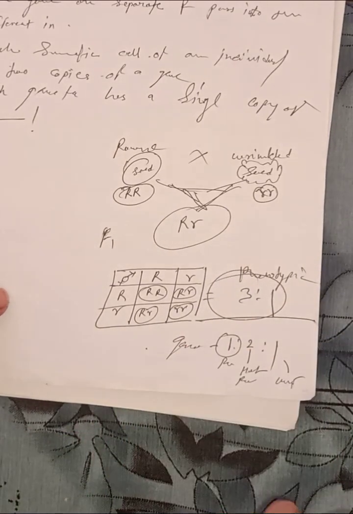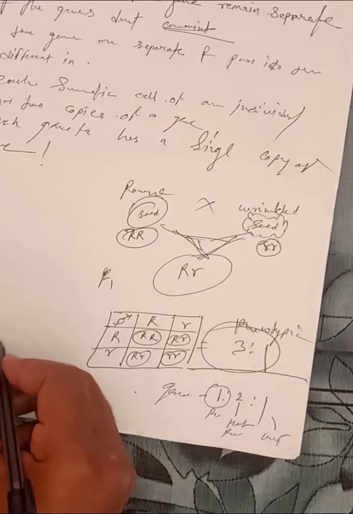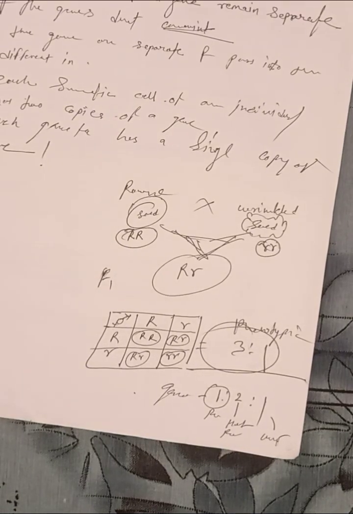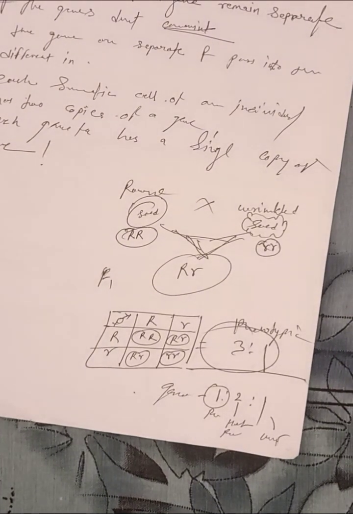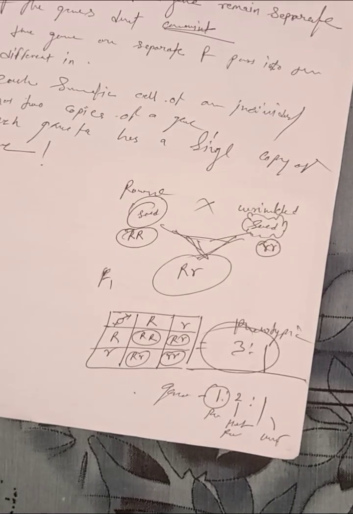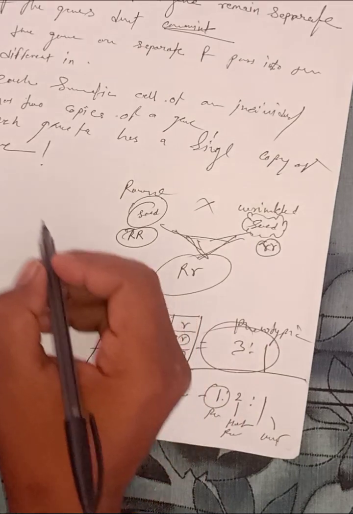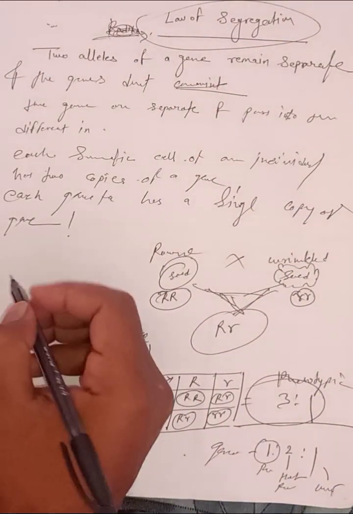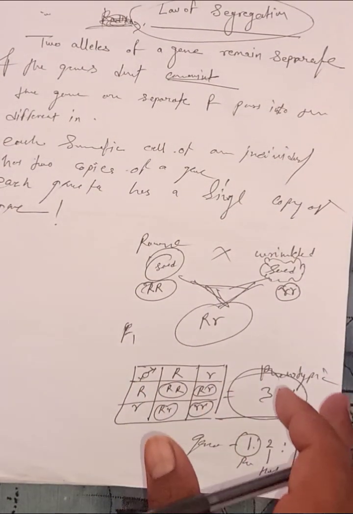So this ratio is responsible for the law of segregation. Sometimes the law of purity of gametes is used to describe the law of segregation. So we can say the law of segregation is also called the law of purity of gametes.